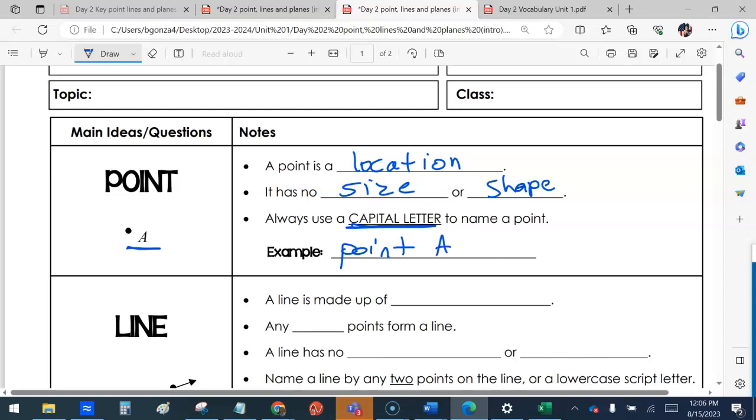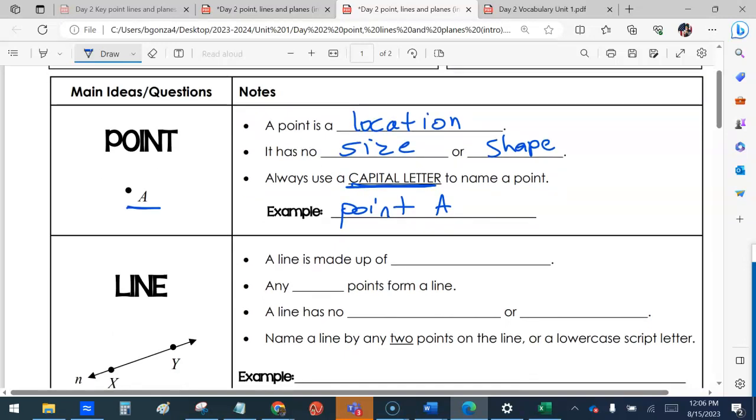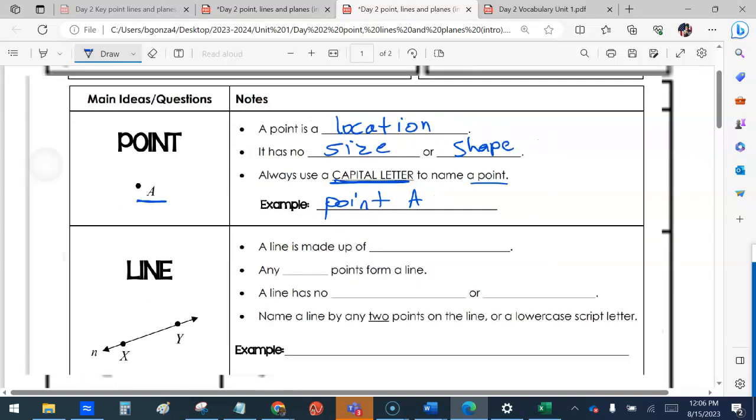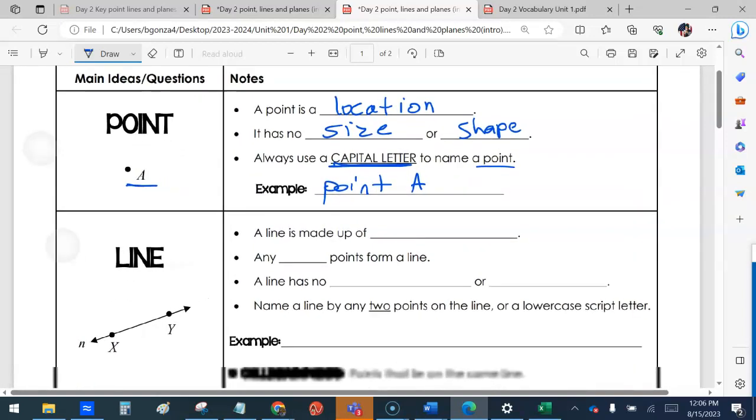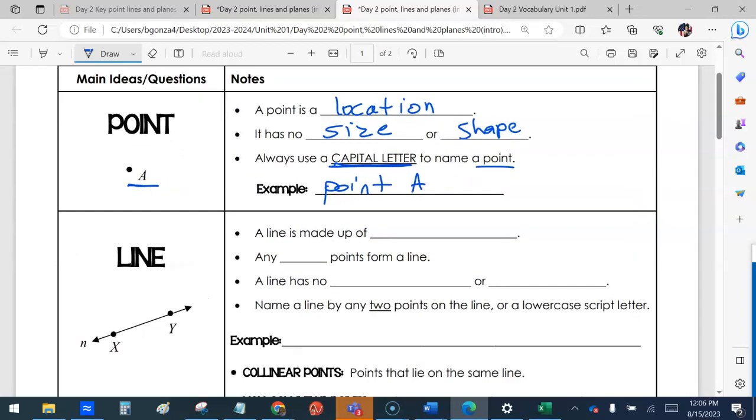So always use a capital letter to name a point. Cool. That's the name of that point, just capital A. Now, that's when you have one point. A line, well, that's when you have more than one. A line is made up of multiple points. If you take a whole bunch of points and line them up in a straight fashion, that would give you a line, okay?